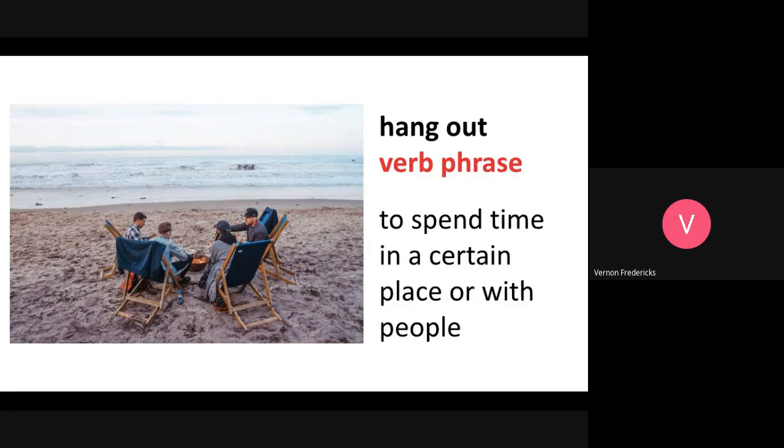Yes, spending time at a certain place can be hanging out. You hang out at the beach, maybe with your friends. Maybe you hang out at home playing PlayStation with your brothers and sisters. You hang out maybe in a coffee shop, meeting your friends and having coffee. So you hang out with your friends at a coffee shop or maybe a restaurant.